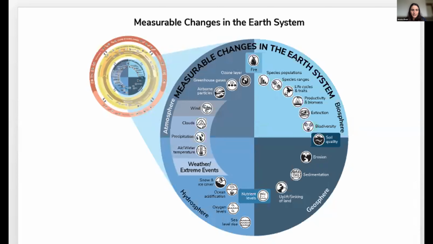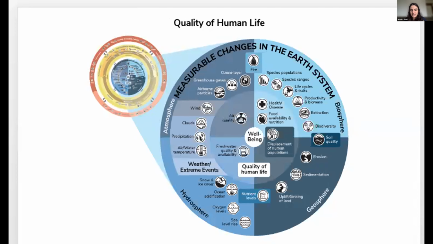And then finally, if you look at the very core of our framework, what we did was identify the measurable changes that affect the quality of human life most directly. What are the things that most directly affect the quality of our life? Our air quality, our water quality, health and disease, food availability, nutrition, and then where we can live, where we've been displaced, whether it's due to flooding or fires. And these things affect our well-being and the well-being of the planet, and the ecosystems that we live in. So again, we are both a cause of change, and we also have to figure out and solve problems related to these measurable changes that are occurring all over the globe.